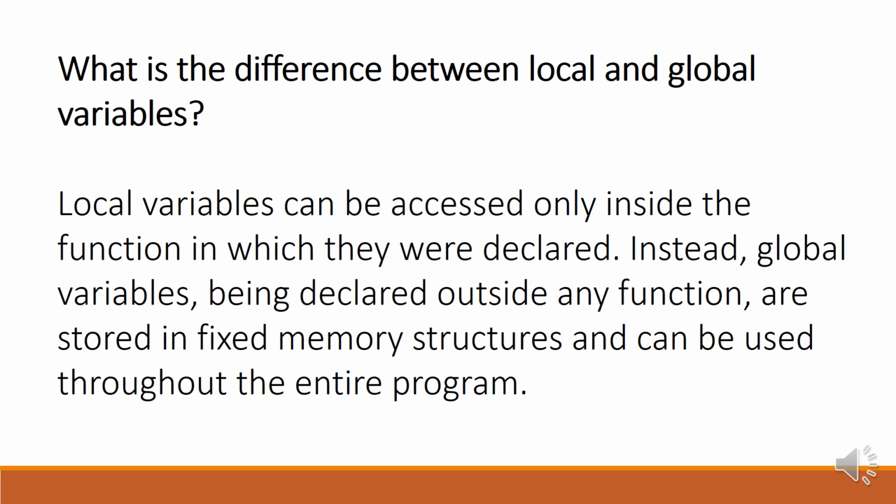Now, what is the difference between local and global variables? Local variables can be accessed only inside the function in which they were declared. Instead, global variables, being declared outside any function, are stored in a fixed memory structure and can be used throughout the entire program.